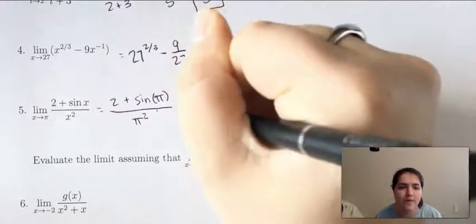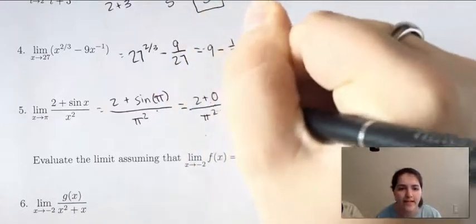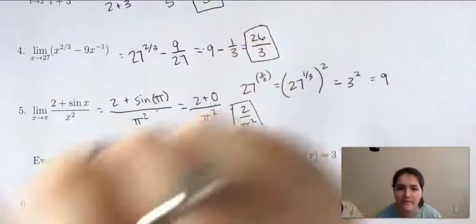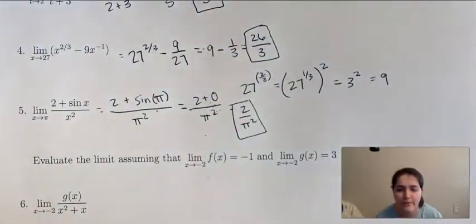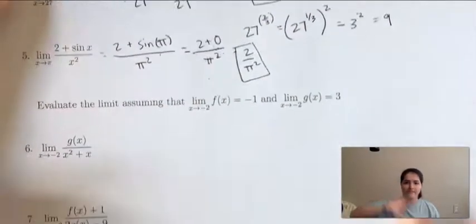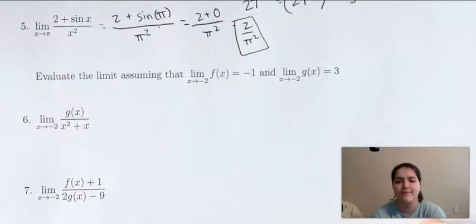And then plug in pi into x again, pi squared. So 2 plus 0 over pi squared. And you have 2 over pi squared. There you go. So evaluating limits is a lot nicer than some of the other things that you have to do with limits, like proving continuity and things like that.